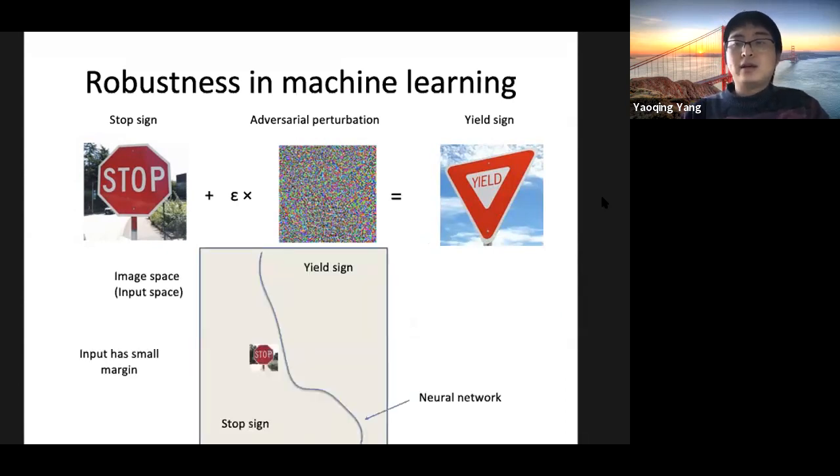Pictorially, what is happening is that in the high dimensional space, everything is close to the decision boundary. The stop sign image is so close to the decision boundary that even if you change just a little bit, you can change the prediction result. So this clearly raises a big robustness issue in utilizing neural networks.